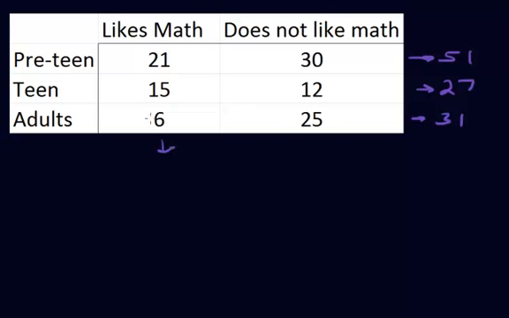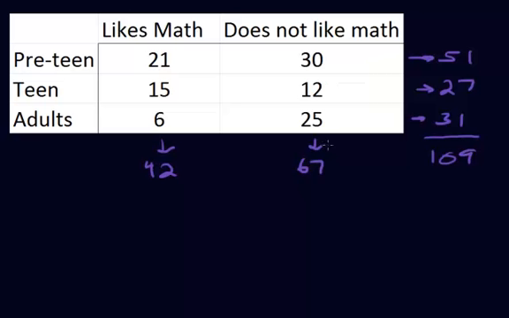All right, now let's do the columns. When you do 21, 15, and 6, you're going to get 42. And when we do 30, 12, and 25, we get 67. Now, to make sure you've done this correctly, let's add up all the rows: 51, 27, and 31. Wait, that seems too much. Oh, 109. Someone can't do their math. All right, so 109. And when you add up 42 and 67, you get 109. Okay, so that did check out.